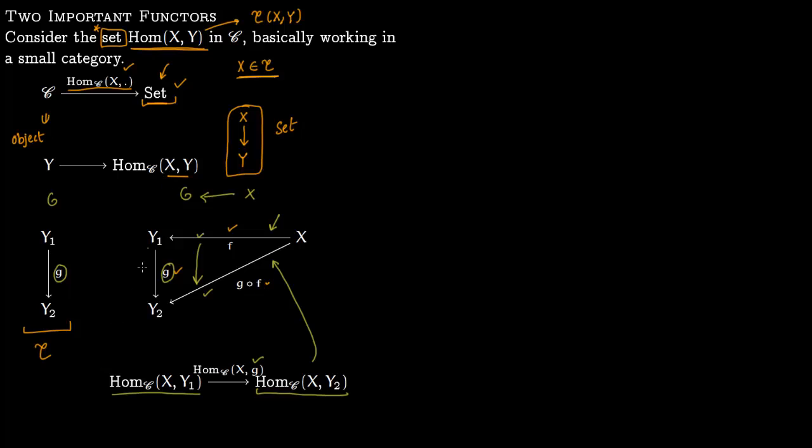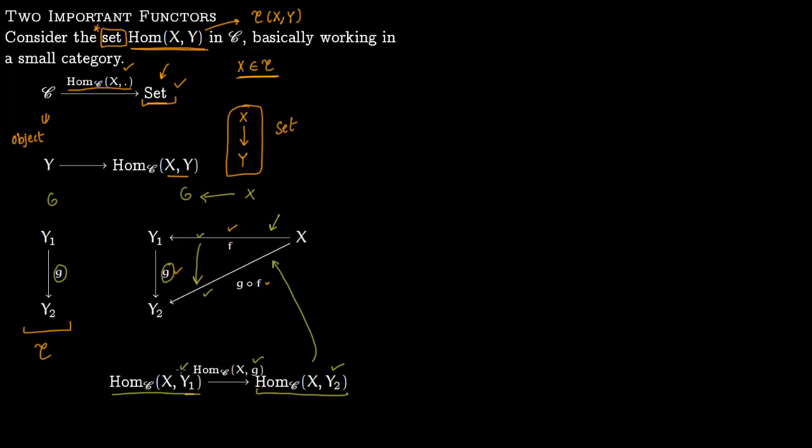So notice that this is covariant, that it preserves arrows. So you have an arrow going from y1 to y2 here, and here you have again y1 and y2, and there is an arrow going from Hom(X, y1) to Hom(X, y2). So again you have preservation of arrow directions. Again you're going from y1 to y2.